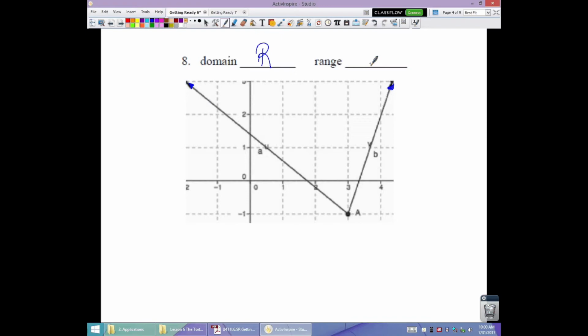The range, now that one is not all real numbers because I do have a lowest point. There's a bottom to this graph down here at point A, that point 3, -1. That's the lowest, the minimum, but it continues up infinitely. So I would say that my range is all y values greater than or equal to -1. I do need the "or equal" because there is a point at -1.